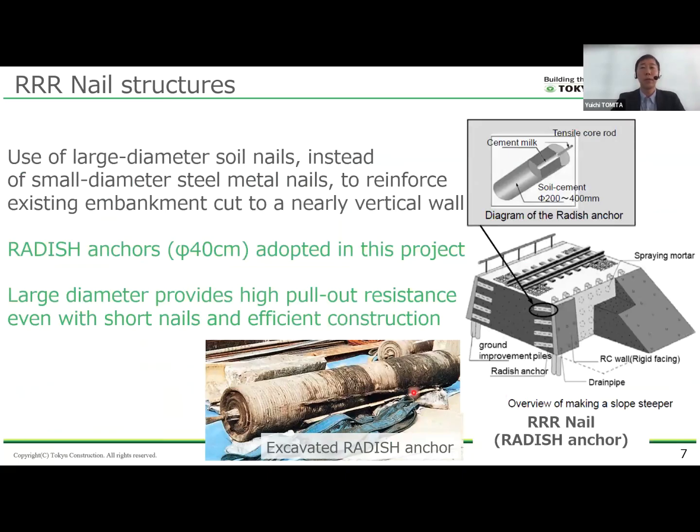In the 3R nail, we use large diameter nails instead of small diameter nails. This reinforces the existing embankment that is cut to a nearly vertical wall. In this project, we applied the so-called radish anchor system. Each anchor is about 40 centimeters in diameter, which gives high pull-out resistance, allowing the use of short nails and efficient construction.